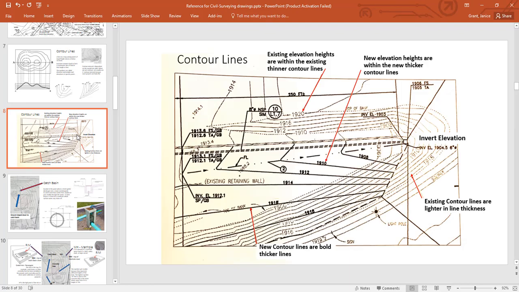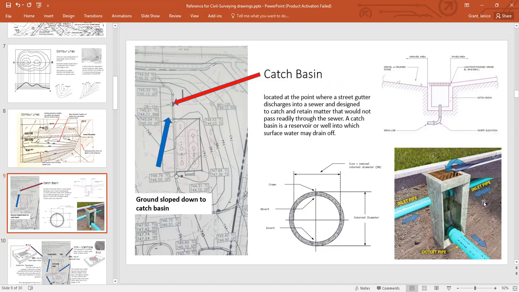We do have existing and new, and so when you have the existing contours and you're showing where there's cut and fill, so you're taking dirt out and you're filling it, then the existing lines, elevation lines, are lighter than the new ones. This is a catch basin, and what it looks like, it's pretty much a place where the water can be retained and then slowly drain off through this drain line here. And we're talking about the rim elevation we talked about, and the invert elevation, which is really the top of the bottom.